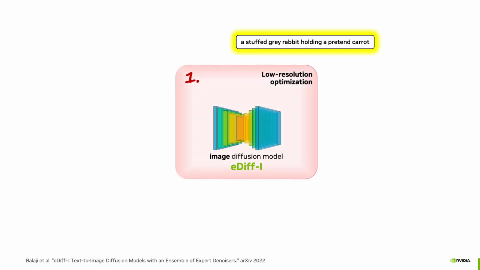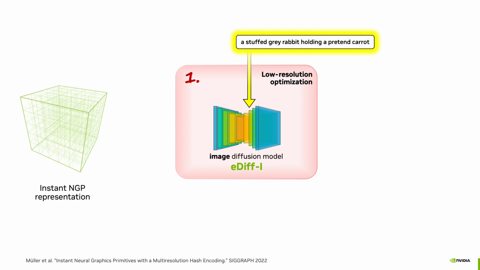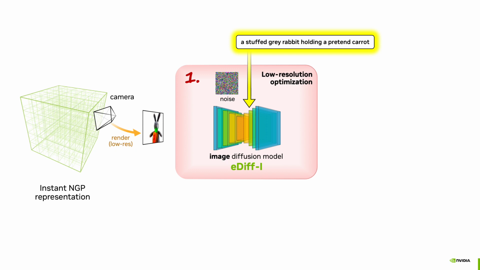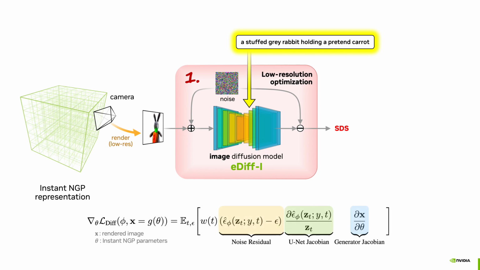Magic3D is a two-stage pipeline to optimize 3D models in a coarse-to-fine fashion. In the first stage, we use a text-to-image diffusion model in the image space, conditioned on the input text prompt. We optimize the Instant NGP neural field by rendering at multiple viewpoints. At each step, we randomly sample a camera location and render the image at a low resolution. We add a random amount of noise to the rendered image, feed it into the eDiff-I diffusion model, and denoise it by subtracting the output by the same noise. This noise residual is used to compute the loss.